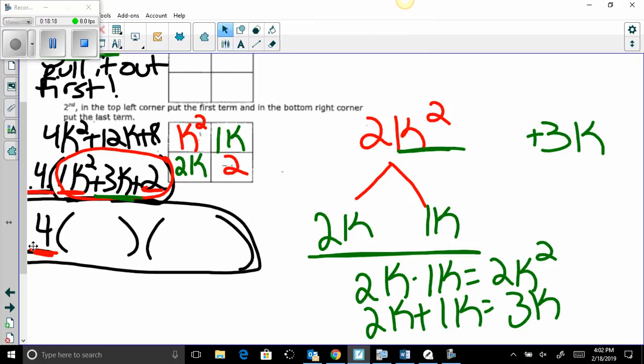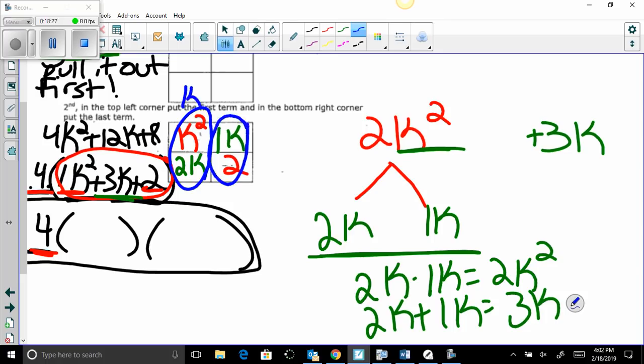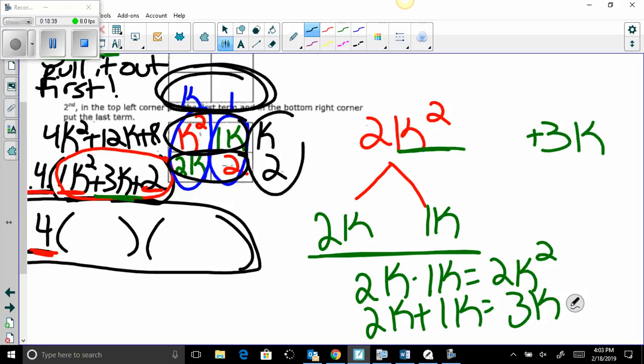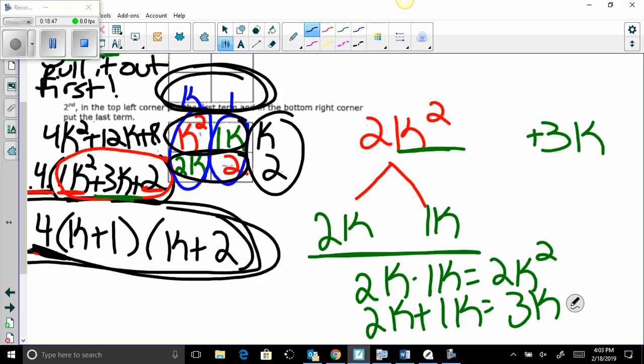Step 4. Find the GCF of every column and every row. The GCF here is k. The GCF here is just 1, right? And now find the rows. The GCF here is k, and the GCF here is 2. So I found my 2 binomials. Doesn't matter which one you put where, but you do need to make sure that you leave that greatest common factor out front. So this whole thing is my answer.